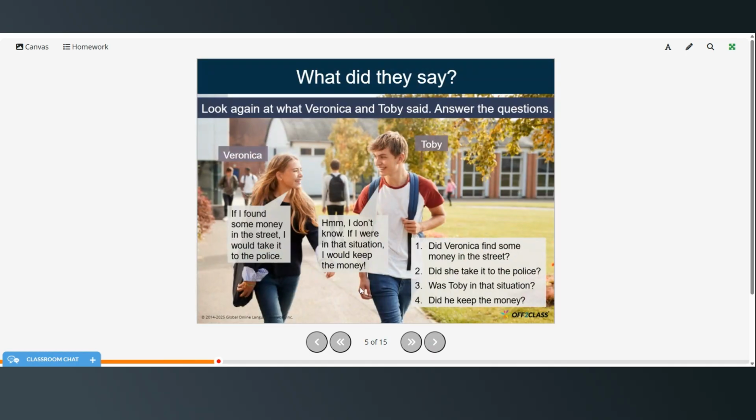So look again at what Veronica and Toby said and answer the questions. So did Veronica find some money in the street? No, she didn't. Did she take it to the police? No. Was Toby in that situation? No, because he uses an if statement. And did he keep the money? No, because he says, I would, but it isn't a situation that has actually happened.